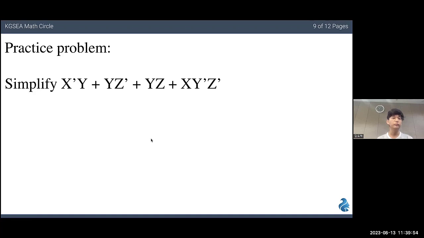Using these laws, here is one practice problem where you can pause the video and try to solve. It is: simplify (not X and Y) or (Y and not Z) or (Y and Z) or (X and not Y and not Z). You can simply pause the video and try to solve it using the 4 laws that I have demonstrated.